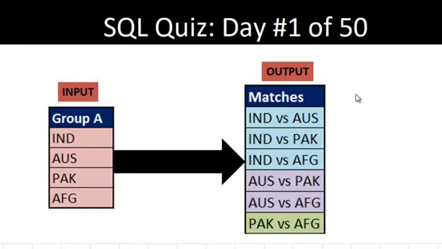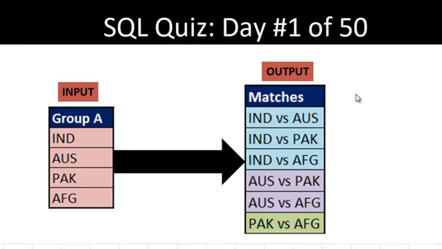So let's get started with today's video. So here, as you could see, we have one of the input table that is having a single column, that is the group A. And here we could see it is having total 4 rows like India, Australia, Pakistan and Afghanistan. So the requirement is we just wanna do the group wise matches for each team.